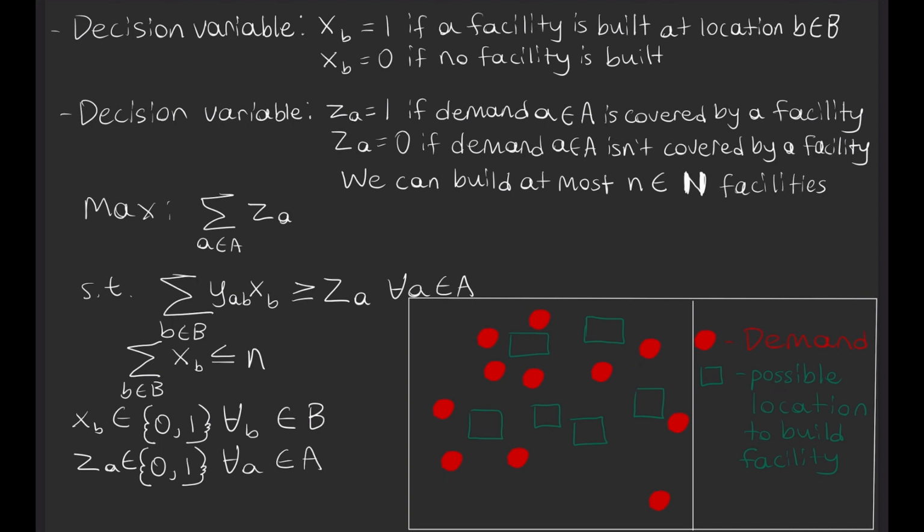What it's saying is that if ZA is 1, the left-hand side, or the sum of the products of both the covering coefficients and XBs at each facility, can either be greater than 1 or equal to 1. If the left-hand side is 0, then ZA must be 0, because obviously the demand is not being met. And this constraint is for all values of A of set A.